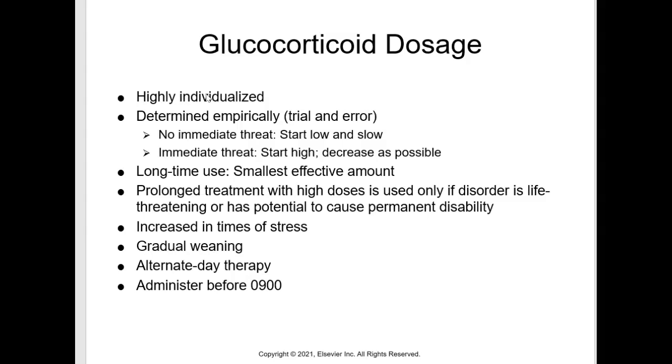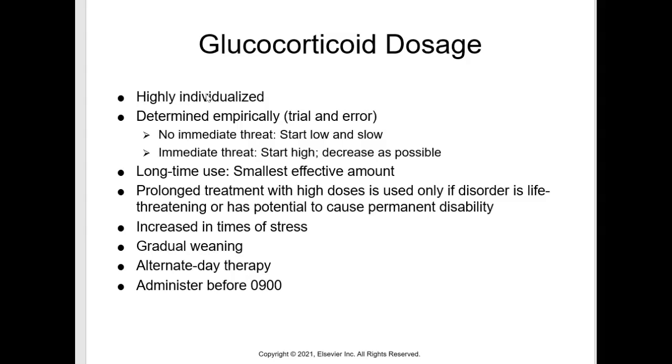Prolonged treatment with high doses is used only if the disorder is life-threatening or causes permanent disability, right? Because we know it's really dangerous to turn off the HPA axis. Gradual weaning is going to be necessary. Alternate day therapy is a big thing that could really be helpful for people to prevent their adrenal atrophy. And then if people are on it all the time, they should take it before 9 a.m. to help mimic the normal diurnal processes of cortisol in our body.